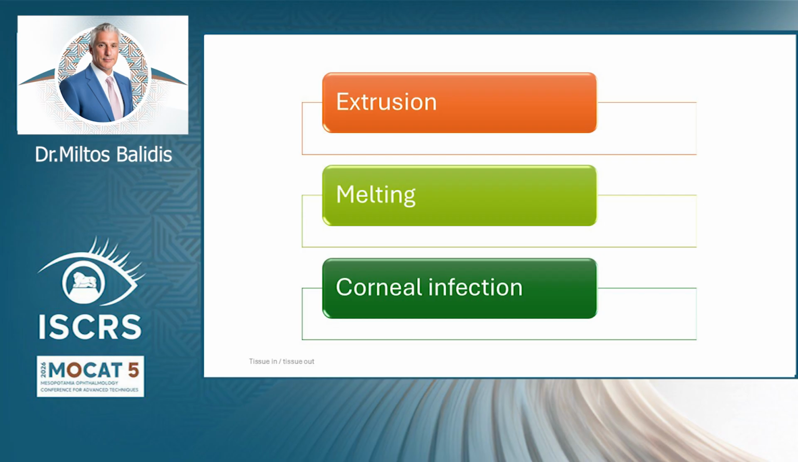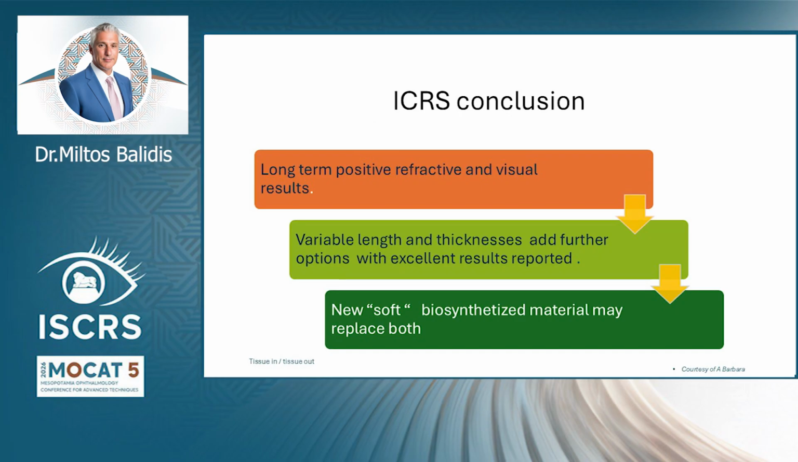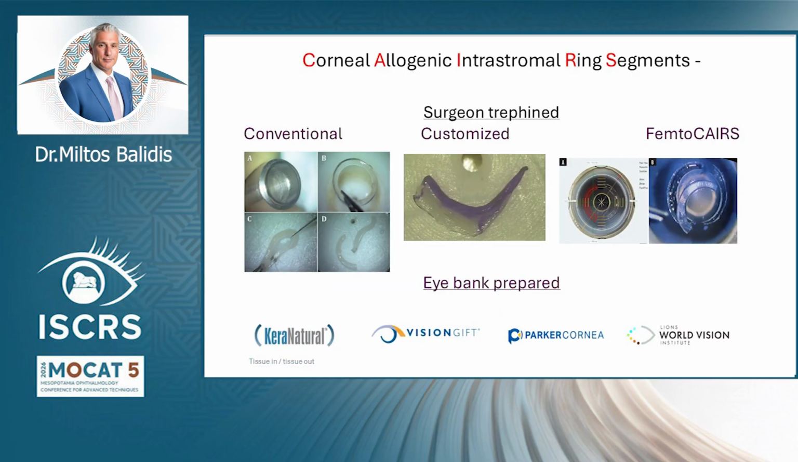What are the problems with rings? Extrusion, melting, and corneal infection, and I'm sure that most of you are aware of all these problems. So long-term positive refractive and visual results show that the rings are actually doing a lot of benefit in keratoconic patients. And we would like to have softer biosynthetic materials that will mimic the refractive index of the cornea, and it will help us put the ring even closer to the center.